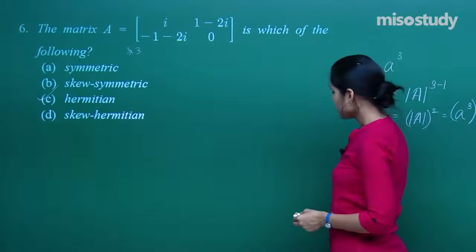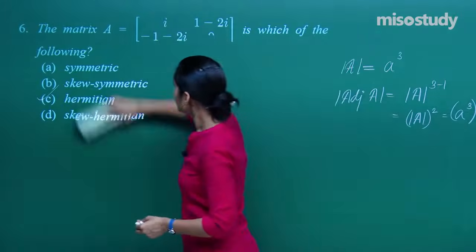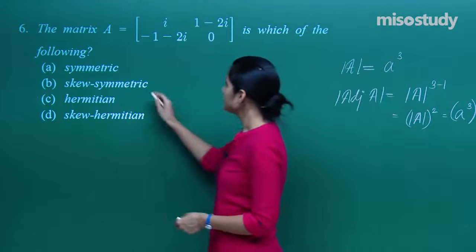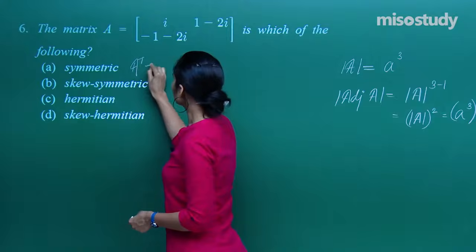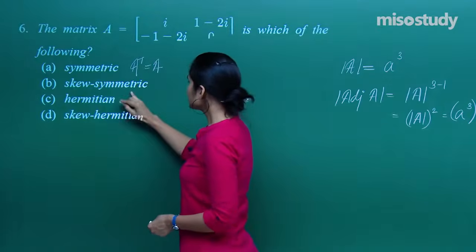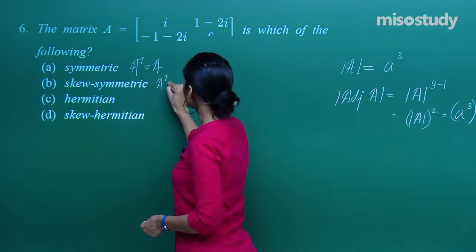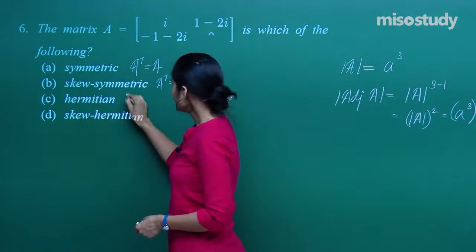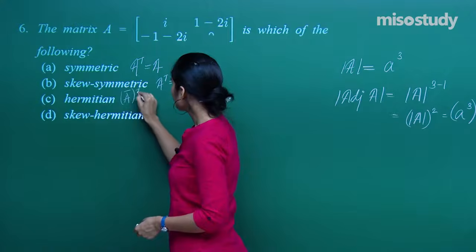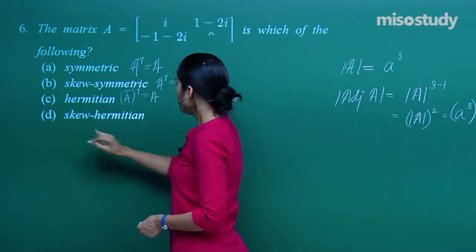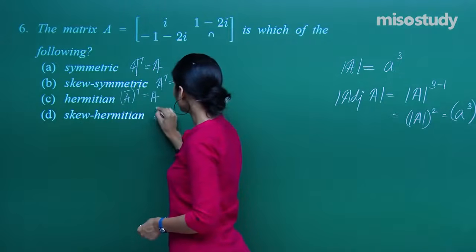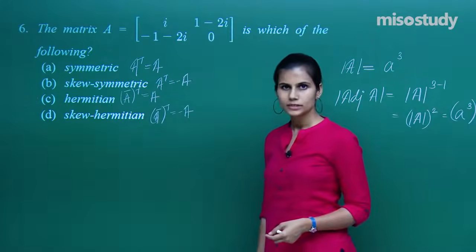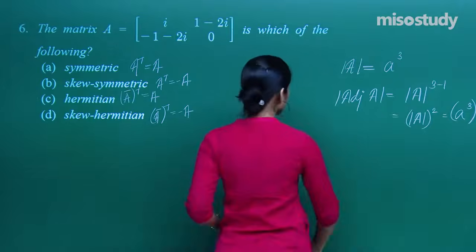Then next question we have that there is a matrix. It's been asked, is it a symmetric matrix? That means, is A transpose equal to A? Is it skew symmetric? That means, is A transpose equal to minus A? Is it Hermitian? That means A conjugate transpose is A. Or is it skew Hermitian? That is A conjugate transpose is minus A. What is true for this particular matrix?